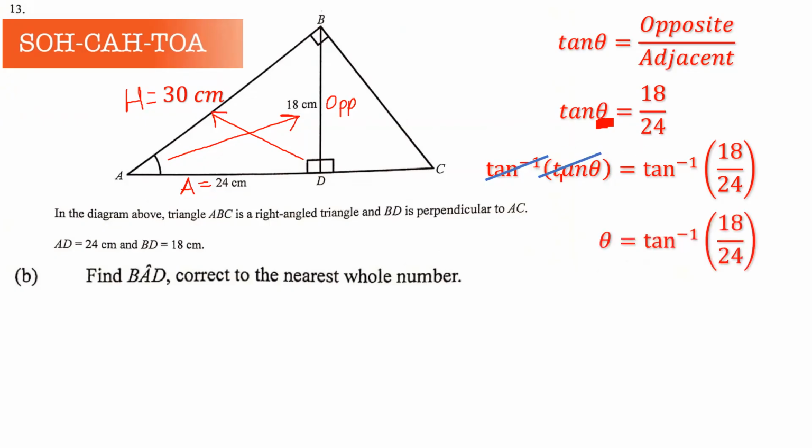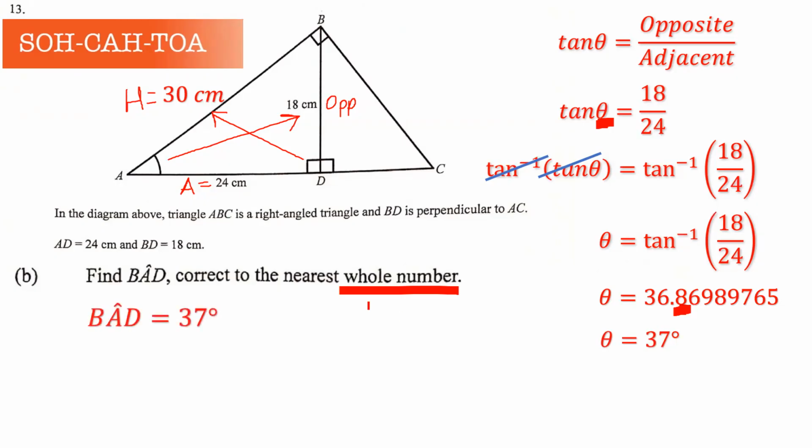Because we took tan inverse on this side, the tan inverse and the tan cancel out, leaving us with theta. And when we took tan inverse of this side, we put tan inverse of our fraction, so we have tan inverse of 18 divided by 24. You can put this inside your calculator. Tan inverse of 18 divided by 24 is 36.86989765. But they want it to the nearest whole number. So we look at this digit, which is 8. It's greater than 5, so we add 1 to 6. Theta is equal to 37 degrees.